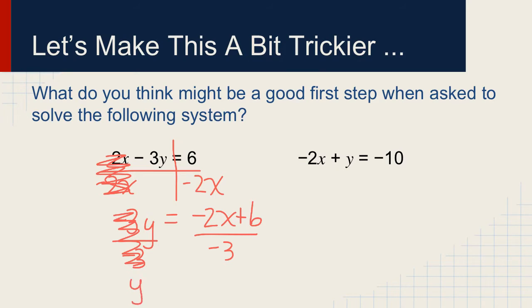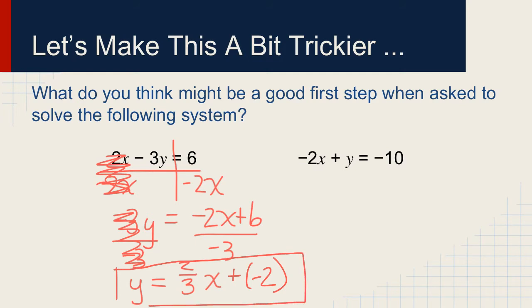That leaves y on one side. I have a positive 2/3 x, and 6 divided by negative 3 is a negative 2. So now I have something that's easy for me to graph. Would you pause me while you fix the other equation? I'm going to call this my blue equation, so that it is in slope-intercept form. And when you're ready, come back for checking.